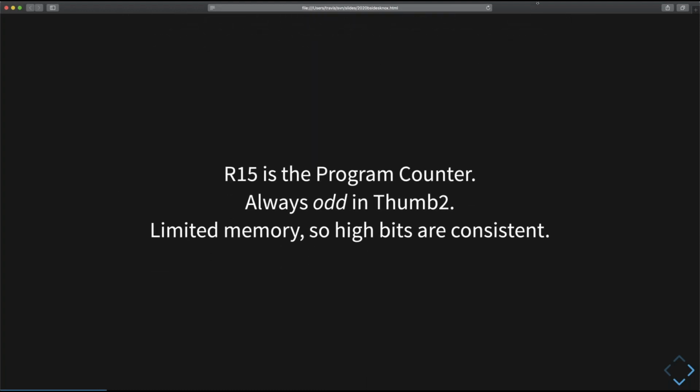The program counter is always odd when you're in Thumb2 mode. And if it were ever even, that would mean that you were executing in the classic ARM mode with 32-bit wide instructions. In Thumb2 mode, your instructions can be either 16 or 32 bits wide. And you have very little memory, so the high bits of your program counter are pretty much always consistent and the same and point to flash memory. They can point to SRAM, but in almost any code that you look at, they'll be running consistently from inside of flash.